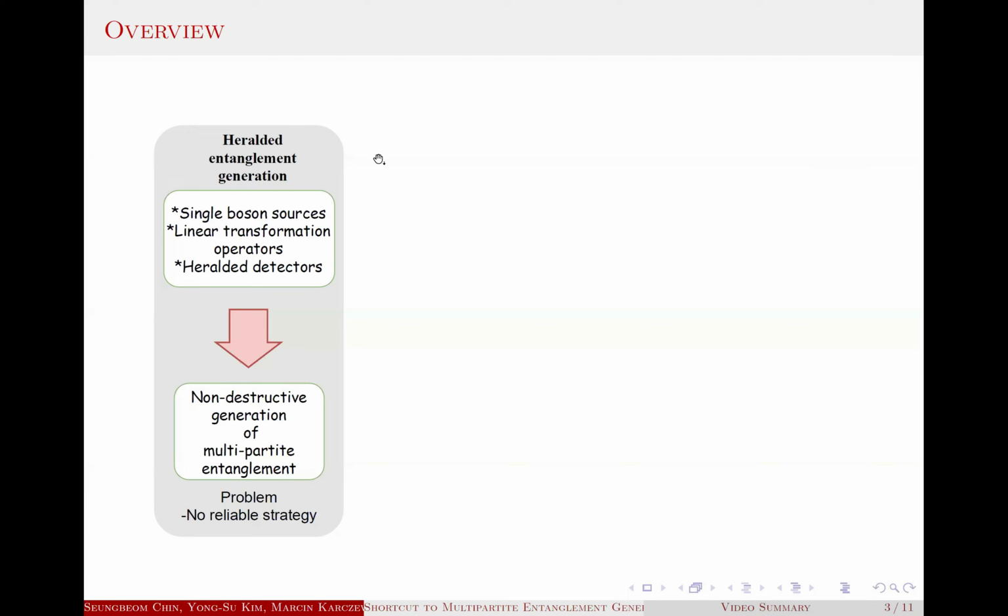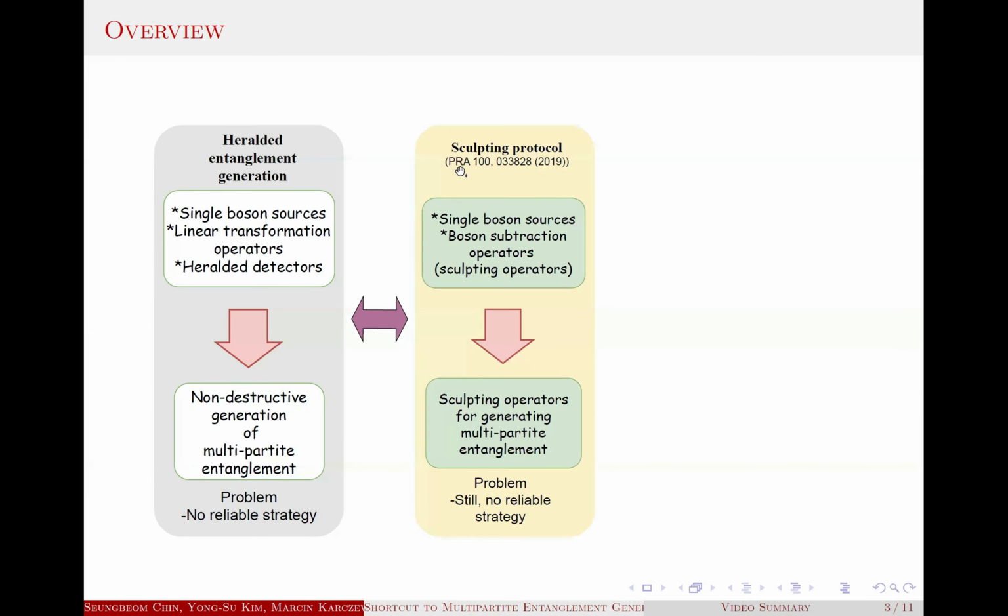Heralded schemes consist of single boson sources, linear transformation operators, and heralding detectors. However, there has been no known reliable strategy to assemble these elements to generate suitable target states. To install our graph picture to overcome this problem, we need a simplified expression of heralded schemes that has a direct mapping dictionary to the LQG picture, and it is the sculpting protocol introduced in 2019.